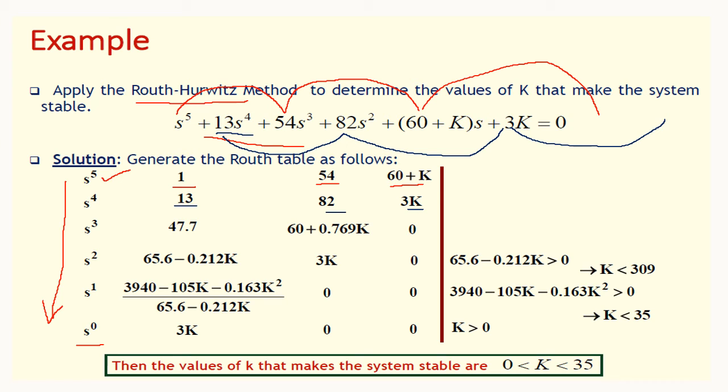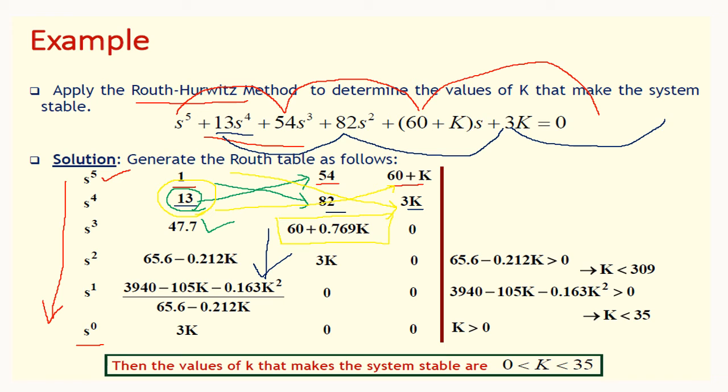Next, how do we solve? We multiply 13 into 54 minus 1 into 82 divided by 13. We get the answer as 47.7. In the next case, we take 13 into 60 plus k minus 1 into 3k divided by 13. We get the answer as 60 plus 0.769k, and we continue as it is.